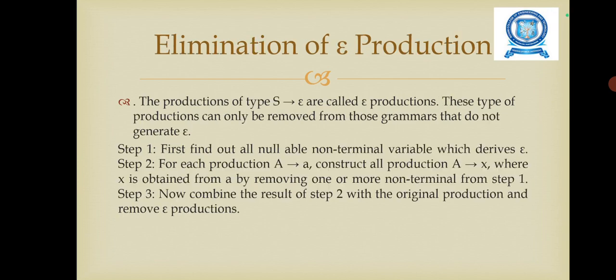Next we are going to see the elimination of epsilon production. Productions of the type S tends to epsilon are called epsilon productions. This type of production can be removed from the grammar only if the grammar does not generate epsilon. Here we have to follow some steps. Step 1: find all the nullable non-terminal variables which derive epsilon. Step 2: for each production A tends to alpha, construct all productions A tends to X, where X is obtained from alpha by removing one or more non-terminals from step 1. Step 3: combine the result of step 2 with the original productions and remove the epsilon productions.